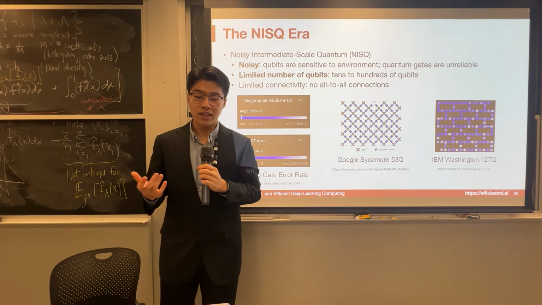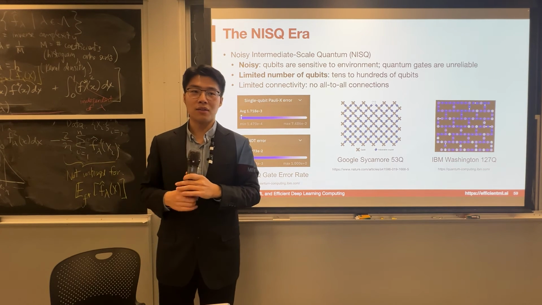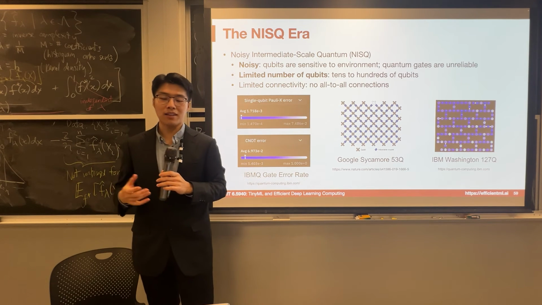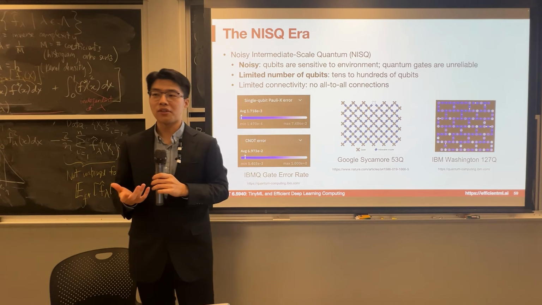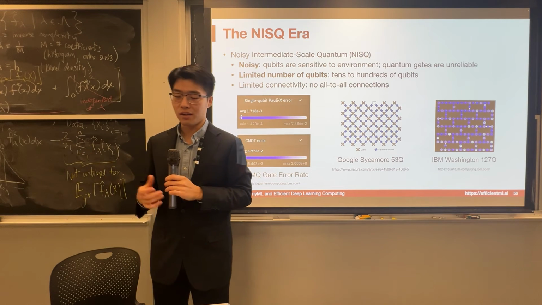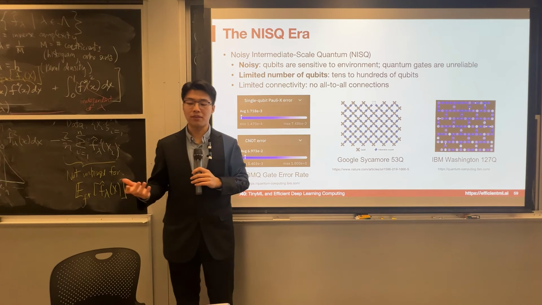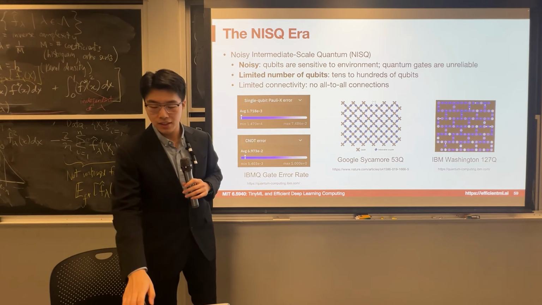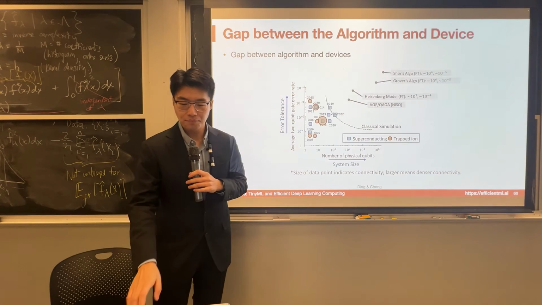So that is very different from classical computation. Classically, when you do a computation on your laptop, on a server, or on your cell phone, you don't expect the results to be different, right? But on quantum, you have to very carefully select the qubits you want to use, because different qubits have very different performance in terms of the error rate, and also the gate time, and also some other characteristics.